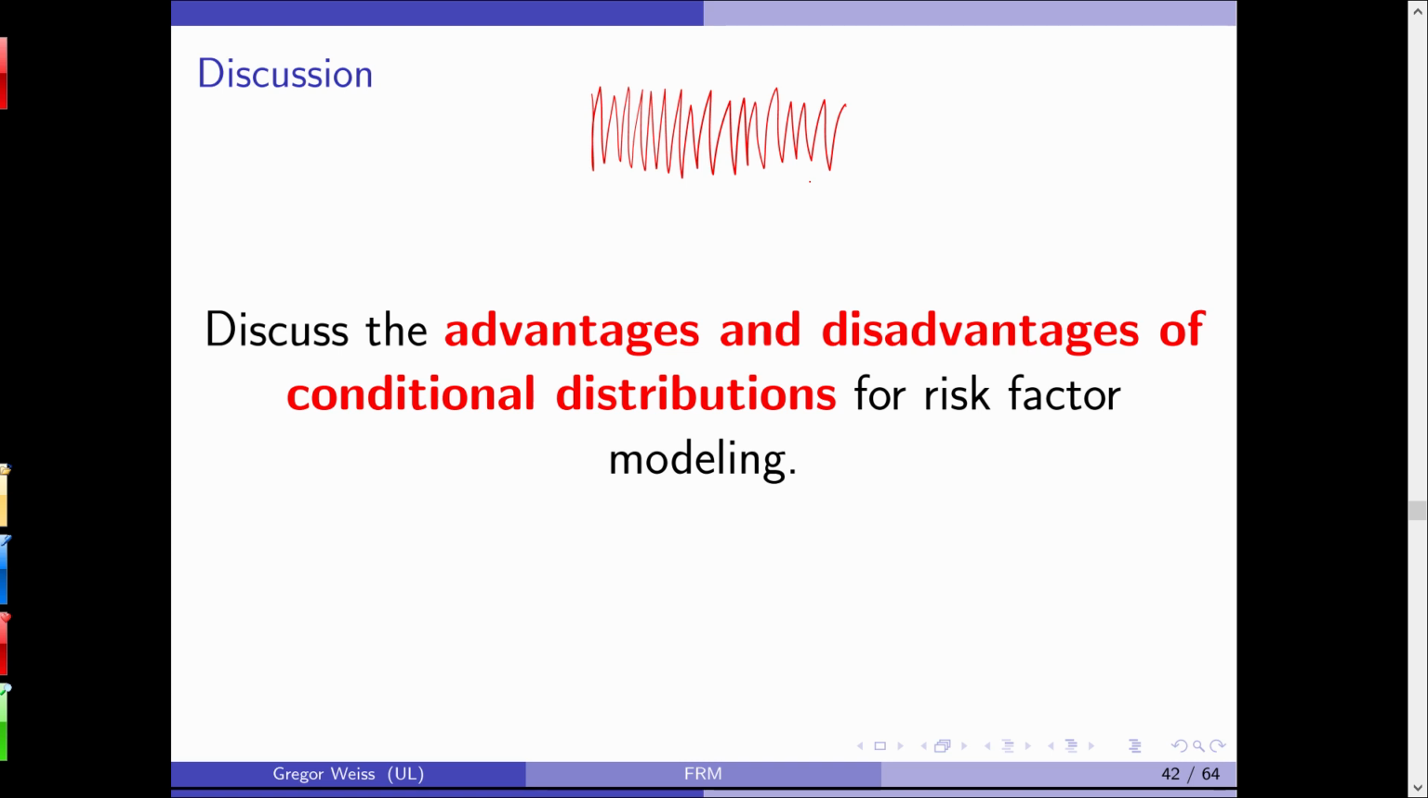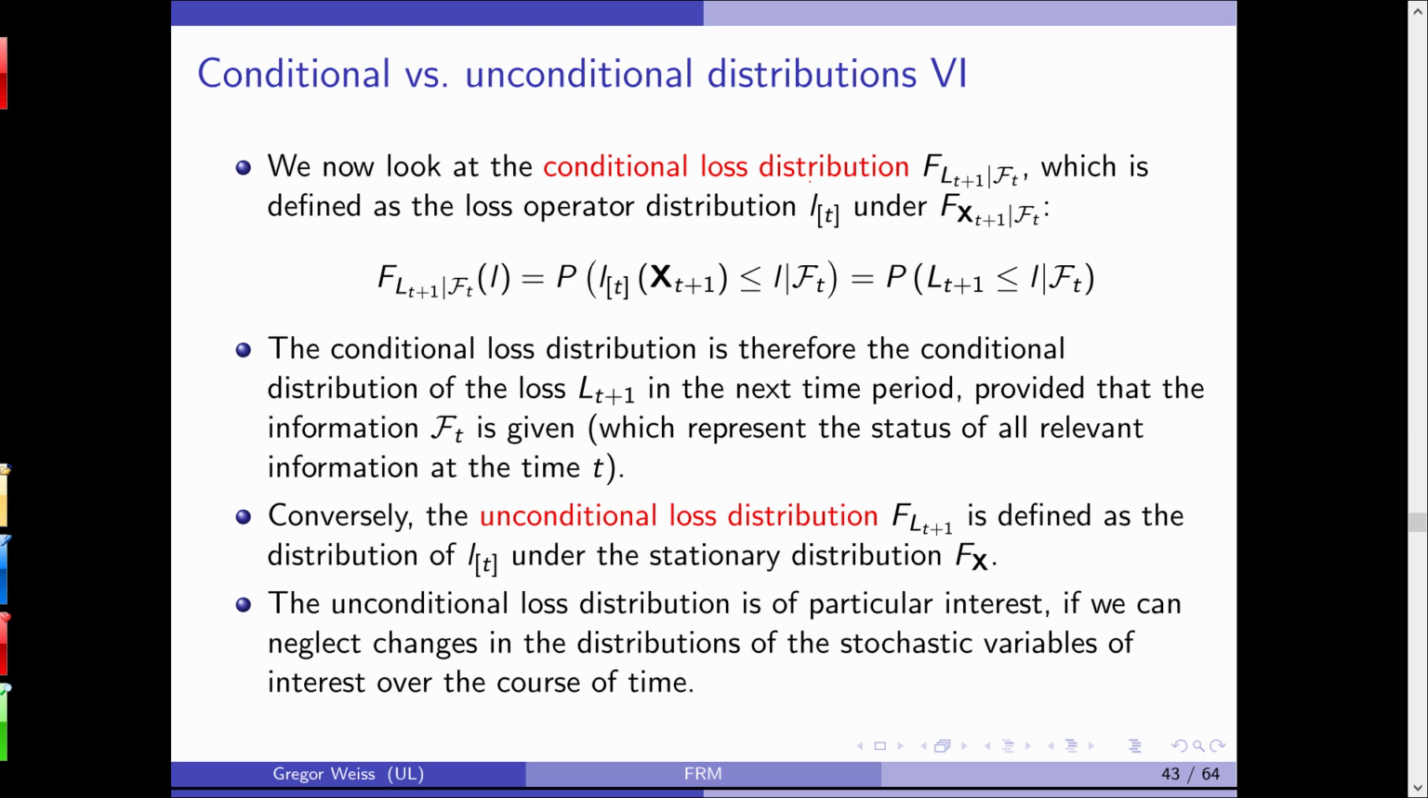On the other hand, you have much more flexibility at your disposal, and you can model things that you before were not able to model with an unconditional distribution. So it depends on the application, but I would assume in market risk management you will always have to use a conditional model.